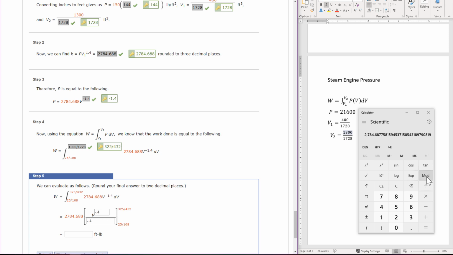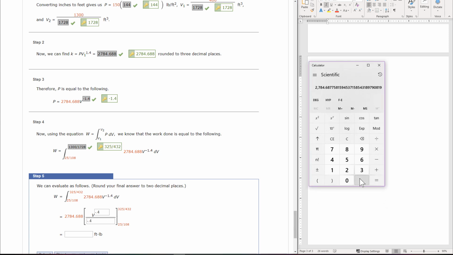Okay, so it looks like some calculator plugging in business. So let's do that. I have a scientific calculator. If you have a graphing calculator, that might work out nicer. So let's clear this. And we're going to start from left to right. We have 2784.688, and then we're going to multiply that by something. So in parentheses, I'm going to do the fundamental theorem of calculus. We have the antiderivative here. We just have to put in those values.